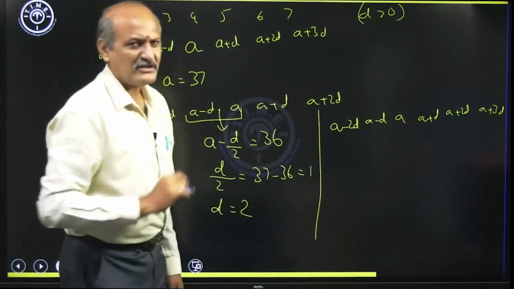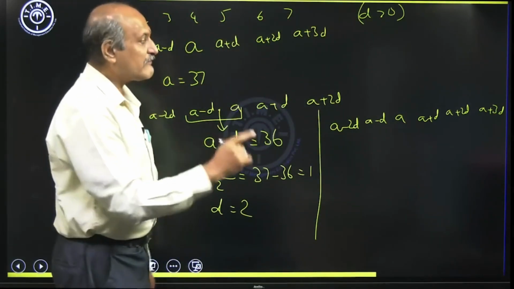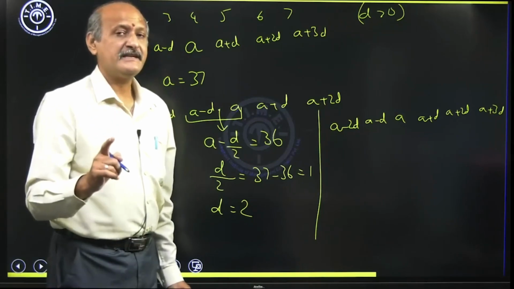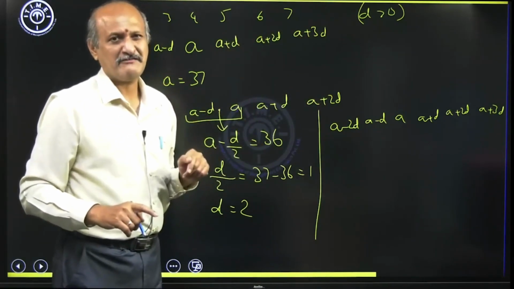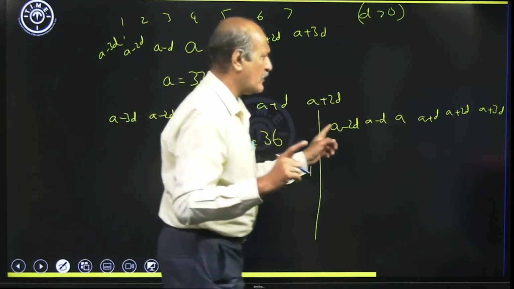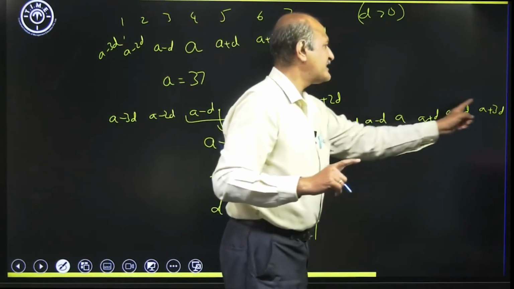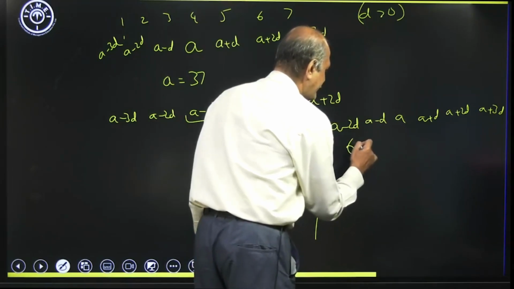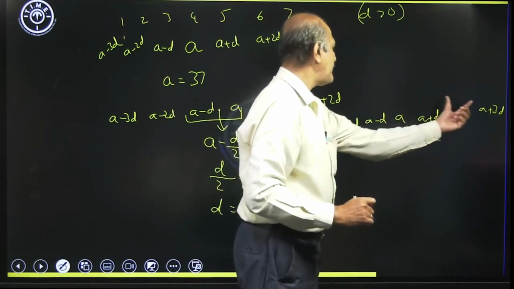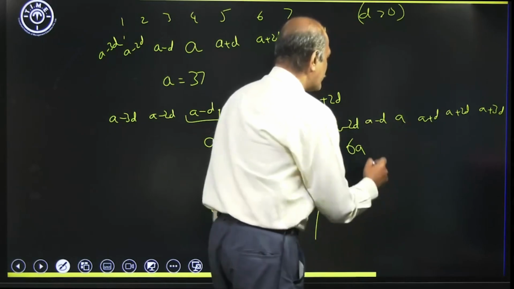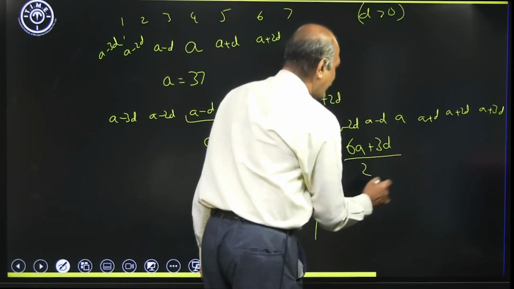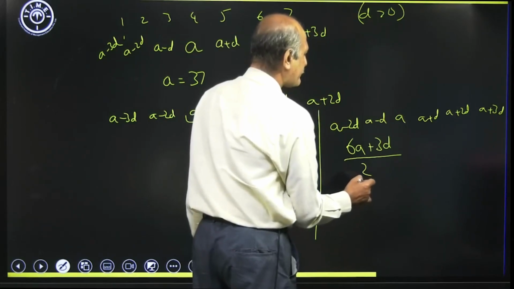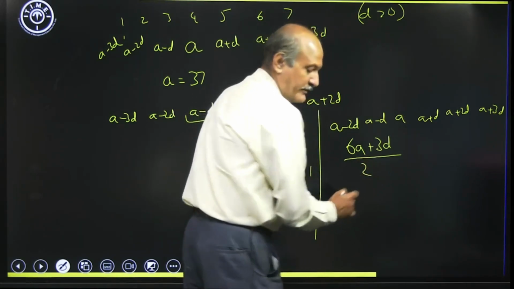Again there are total 6 terms present. What will be the average of these 6 terms? Please understand, you could have taken it like this: sum of observations divided by number of observations. You could have done it that way also. What is the sum of observations? I'm going to get 6a, and minus 2d plus 2d, minus d plus d gets cancelled. So here I see it is 6a plus 3d, whole divided by 2. It will give me, okay, I'm sorry.